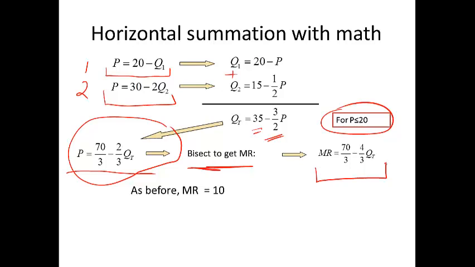Now, nothing's changed on the cost side, so marginal cost equals 10. Let's step back though and say, what is it that we've actually done? Well, what we've actually found is the equation of the overall demand curve in the region where both segments are in the market. So that's what this is.